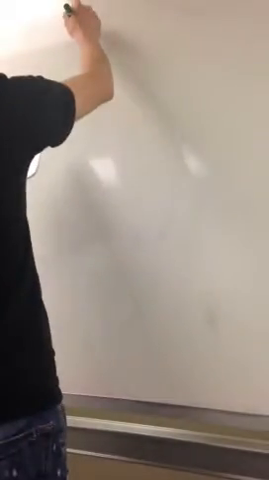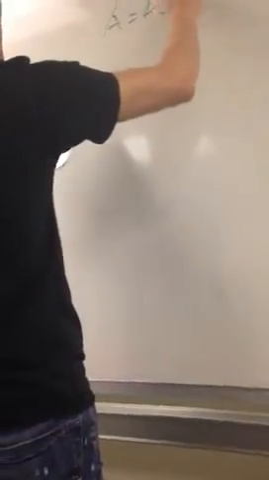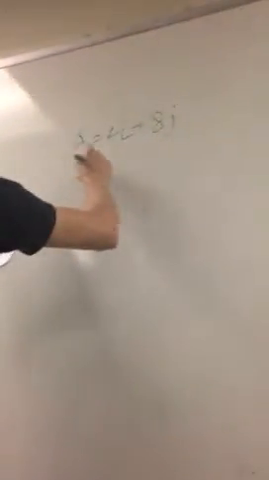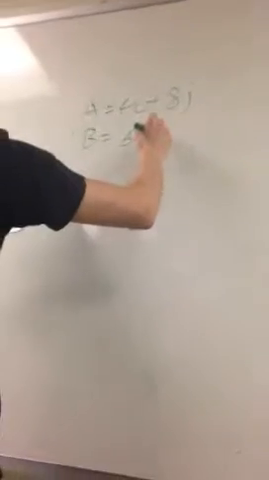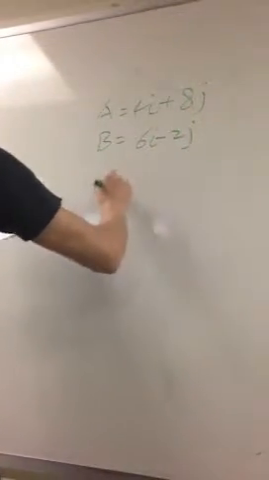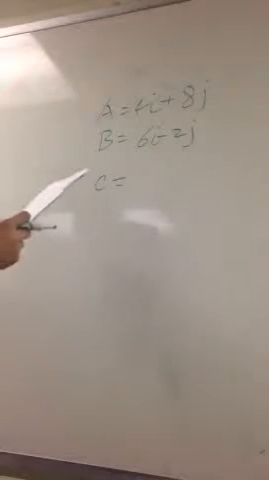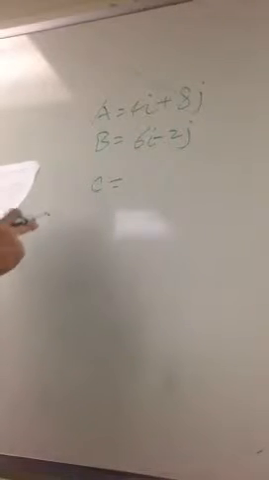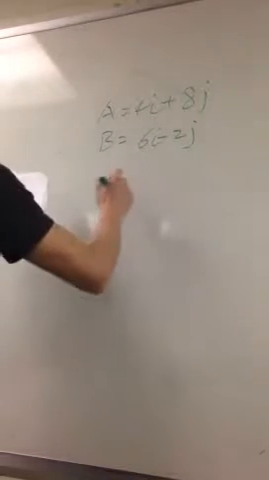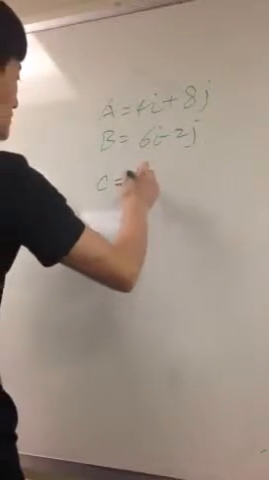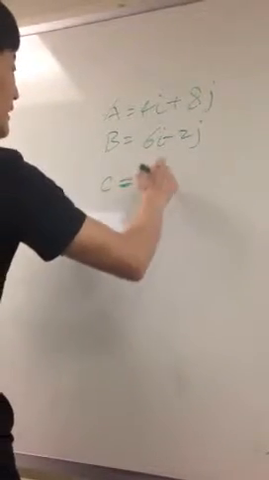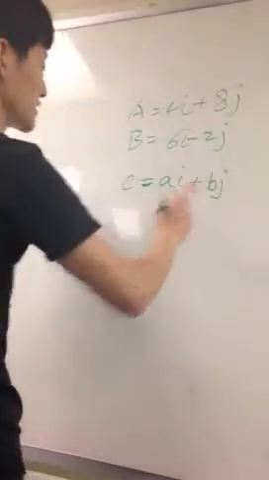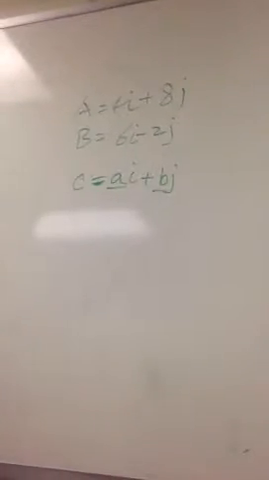Number 20, two vectors A and B are given. C we don't know, but you need to calculate the magnitude of C. But what we do know is the Z component of C is 0. So we can give C a value, A i plus B j. What we need to do is calculate this A and B.